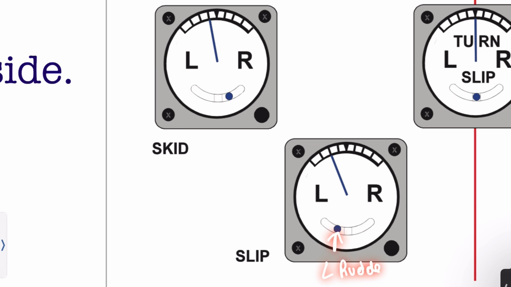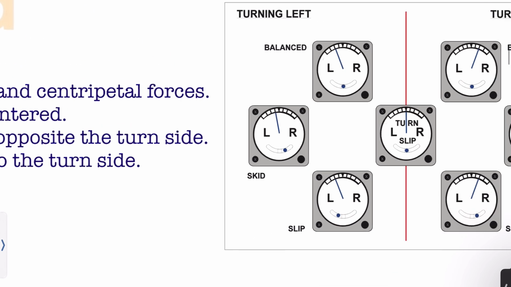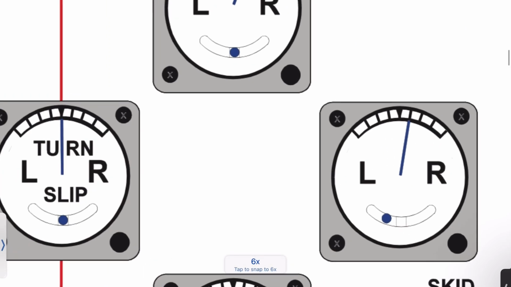We have to put that rudder to centralize the ball again and to have a balanced turn, or a coordinated turn. And for example, if the aircraft is turning towards the right and the ball is towards the left, again we have to put left rudder to centralize the ball. So this rule is called step on the ball.